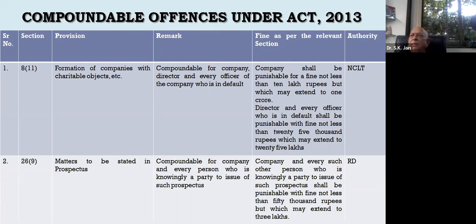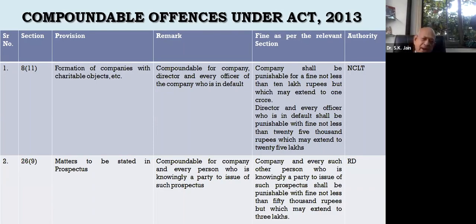The allegation was that because the disclosure was not made, it attracts adjudication proceeding under the SEBI Act. Now, the company secretary has also been penalized by the honorable adjudicating officer of SEBI because this is a concurrent jurisdiction of the ROC as well as SEBI.